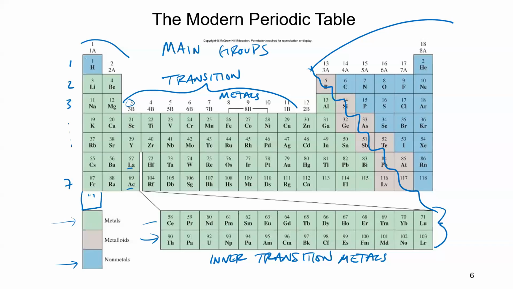Hydrogen can also sometimes be considered a metalloid. Every once in a while, you'll have hydrogen kind of behaving like a metal, but more often than not, he's a non-metal. Okay. Any questions about periodic table stuff? Hopefully a lot of this is familiar to you.